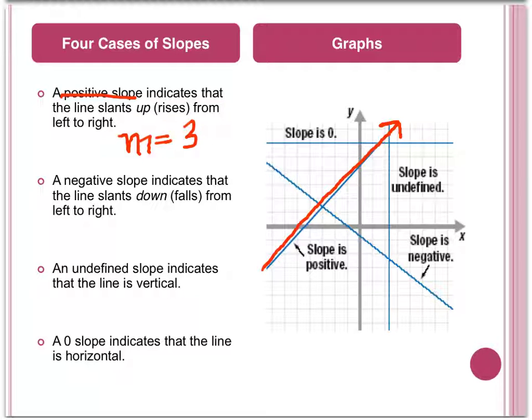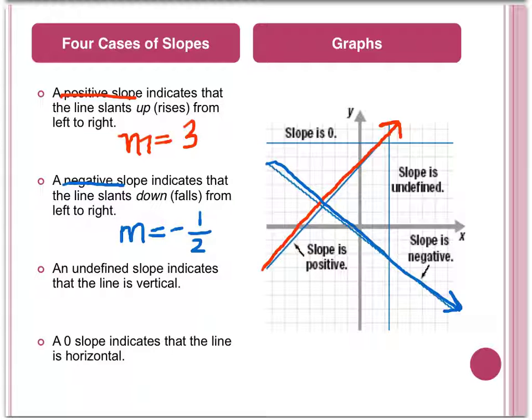The next case is a negative slope. That indicates the line slants down from left to right. And on the graph, it is the blue line that indicates a negative slope. An example of this would be m equals negative 1/2.